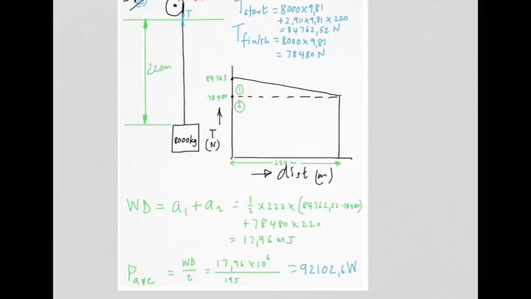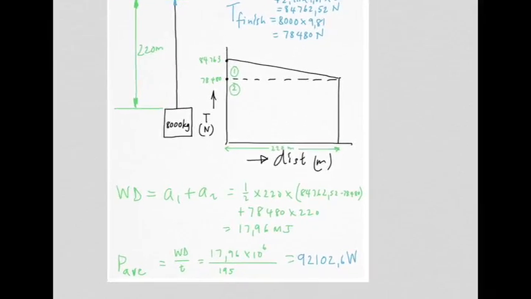So the work done is once again a triangle, half base times height, height being the difference between that number and that number, which would give you this little piece here, plus the area of the rectangle, which is 78,480, which is the height of the rectangle multiplied by the distance across. So 17.96 megajoules is the amount of work done for this operation. And they said it happened in 195 seconds. So the average power would be work done over time, which would give you an average of 92,102 watts or joules per second. Now remember, this is average.